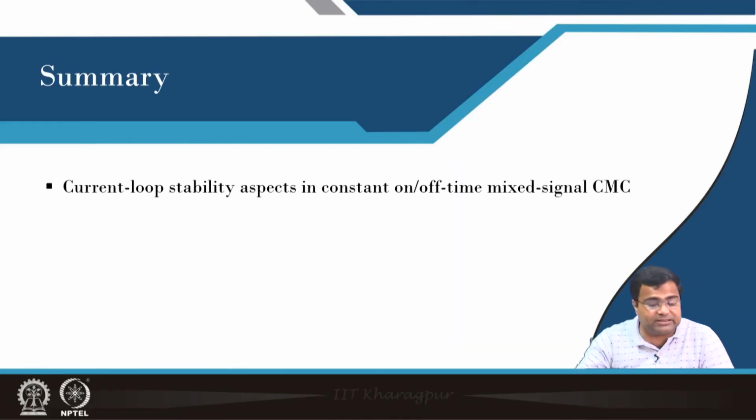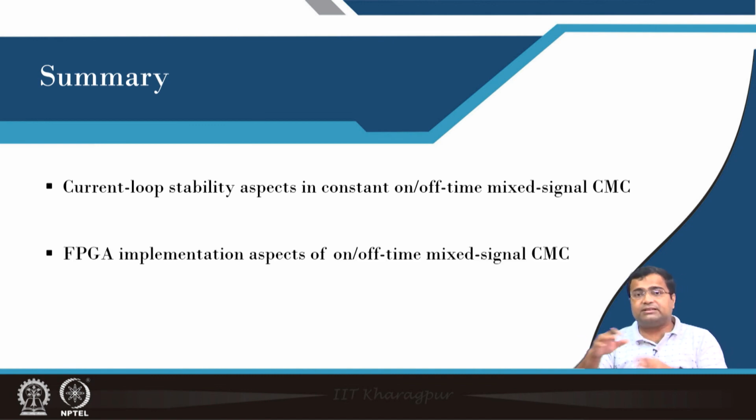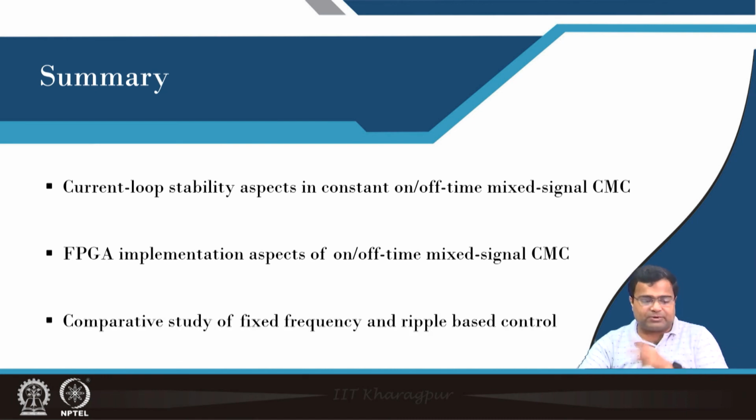So, in summary, we have discussed current loop stability aspect in constant on off time control, it is inherently stable. We have discussed FPGA implementation of constant on off time control, and we have also compared their ripple parameter under fixed frequency and ripple based control, and in the subsequent lecture we will show an experimental case study of fixed frequency versus this ripple based control, their stability and this impact, and that will be demonstrated in the subsequent lecture.